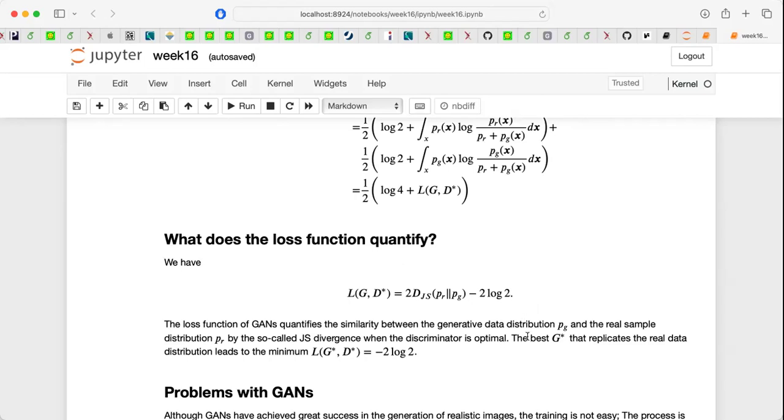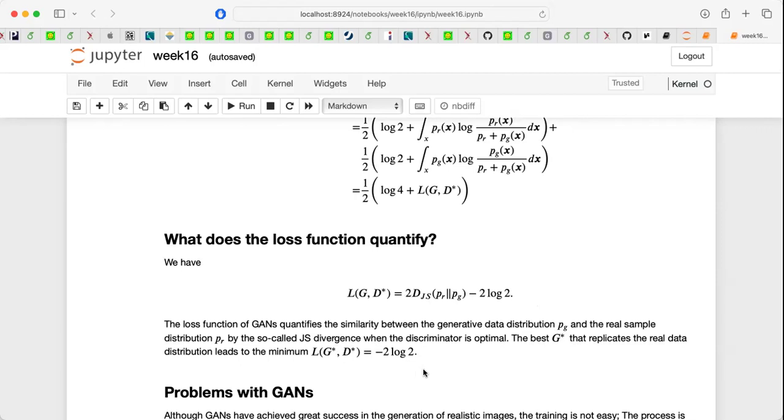So that means that the best G, the one which is optimal and replicates the real data distribution, leads to a minimum of this function. If we have the best G, then this Jensen-Shannon divergence is equal to 0. So the best loss function is the one which leads to -2 times log 2. These are just some simple mathematical observations which we can set up when we are training generative adversarial networks.